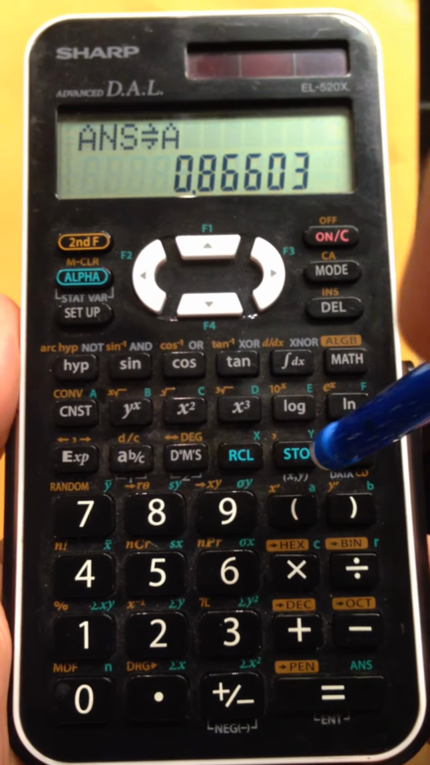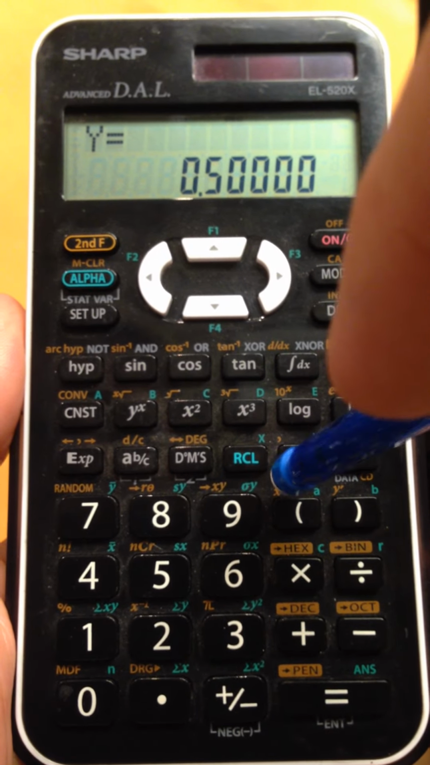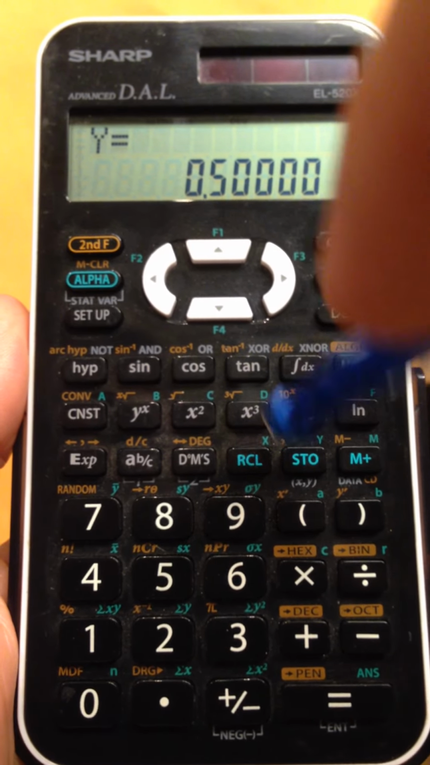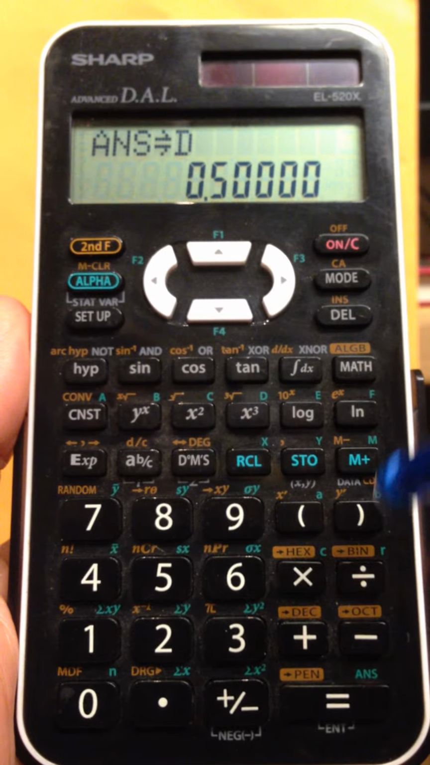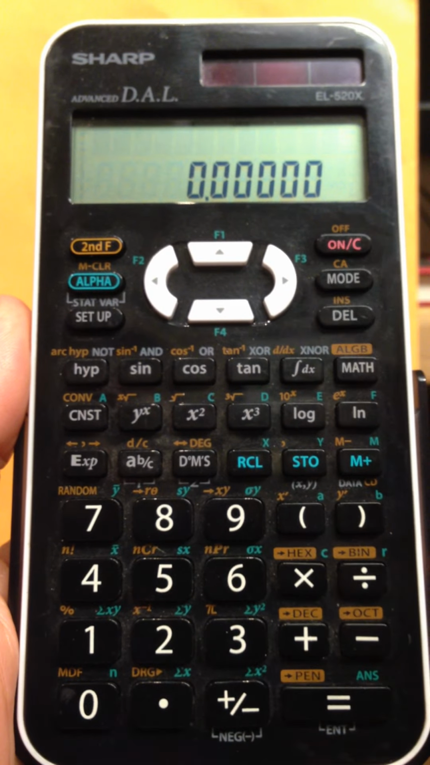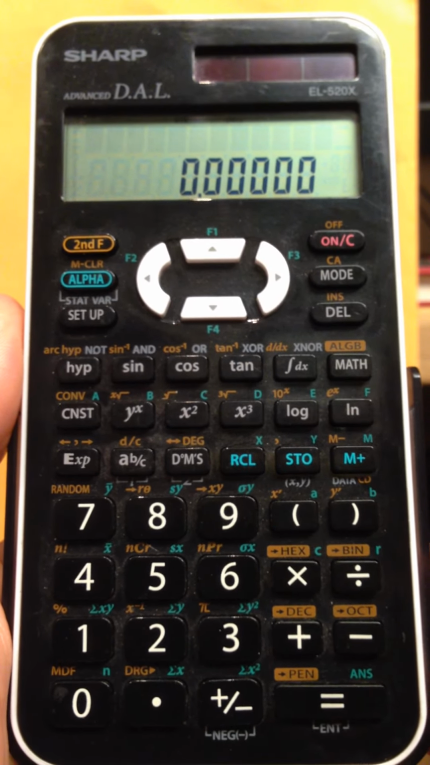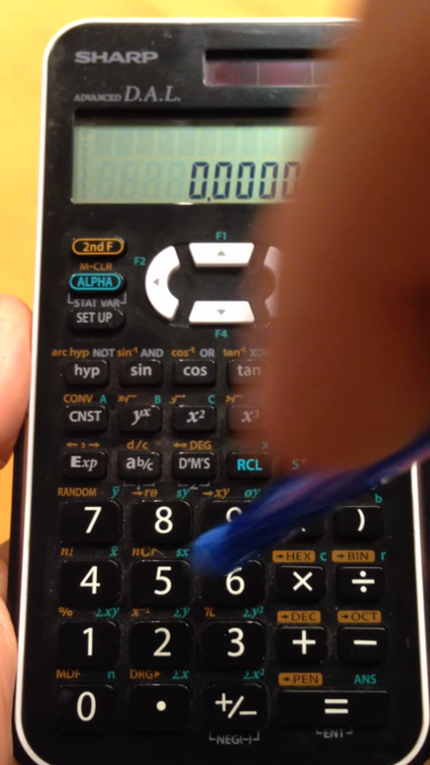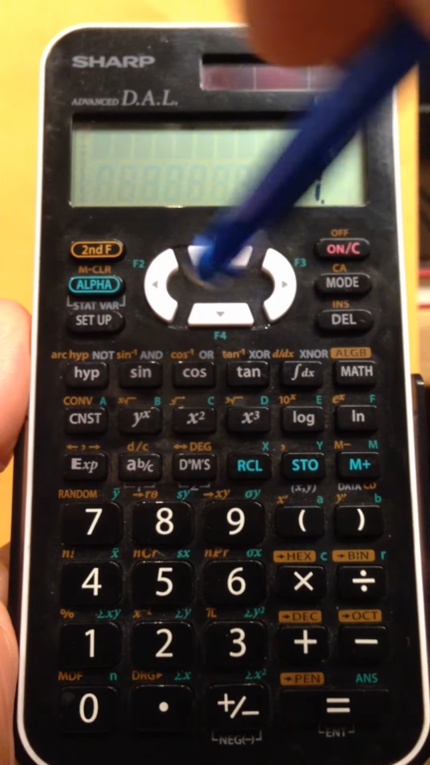I'm going to recall y and store that in D. That's just the way I like to do it. I'm going to clear that off. We're going to use a similar vector, so I'm going to use exactly the same vector actually.